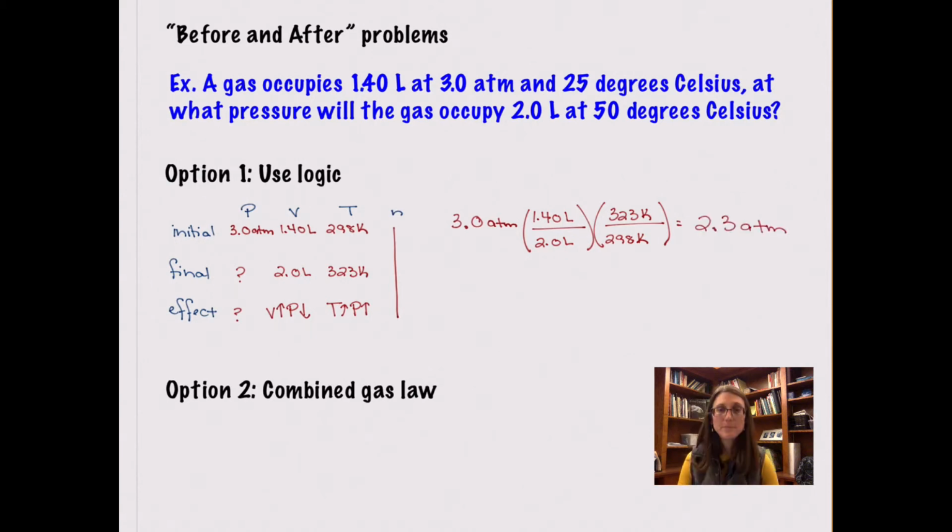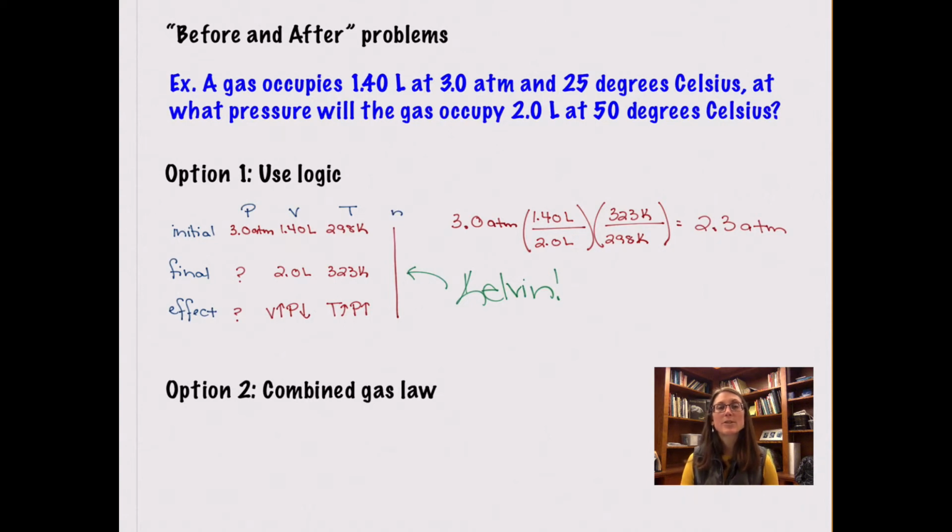A couple of things to note. First off, make sure you're converting your temperatures to Kelvin. And secondly, if there's any variable that doesn't change, you can just ignore it. It's not going to have an impact on our final value, and so you see I drew a line through n and didn't worry about it.